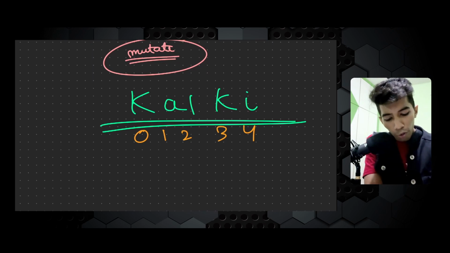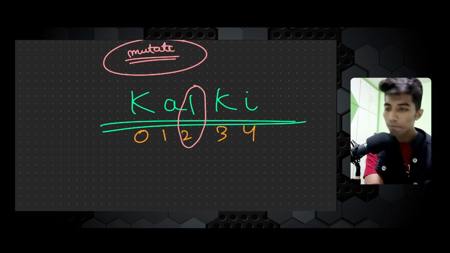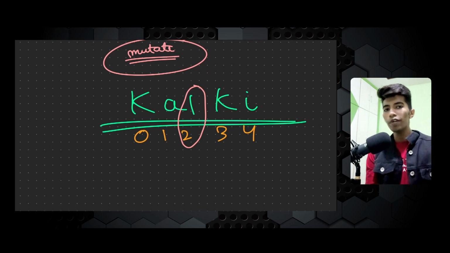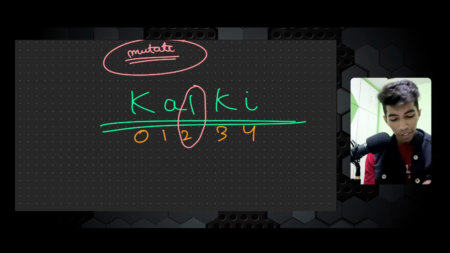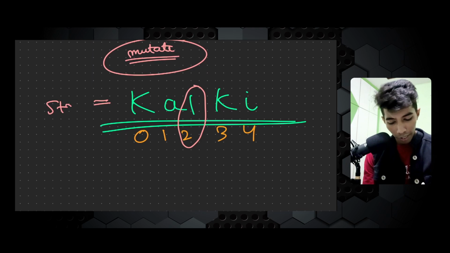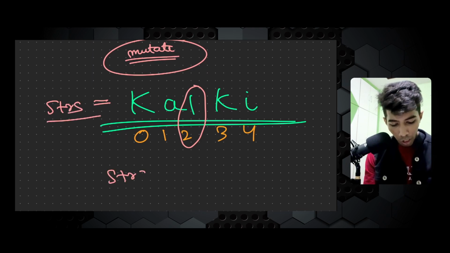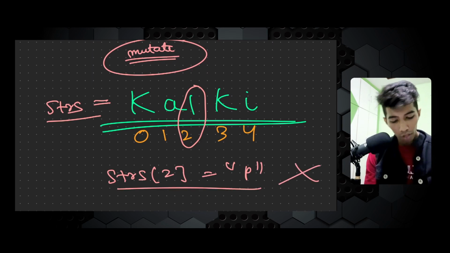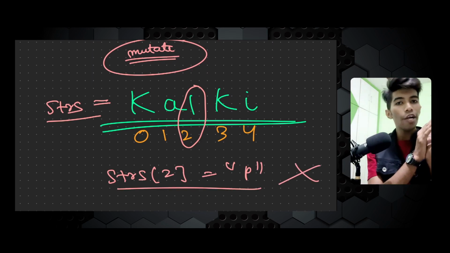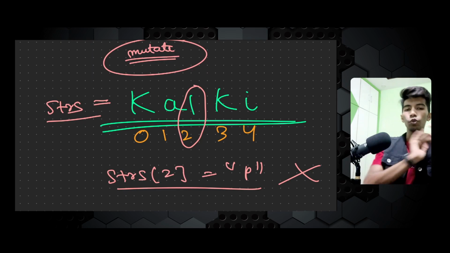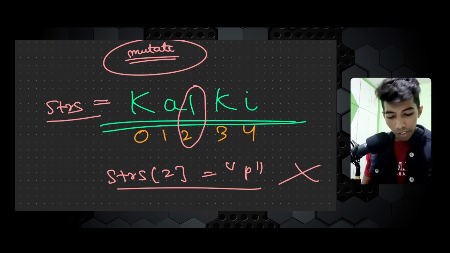If I want to change the value of this, how can I do it? There can be different approaches possible. Let me take an example. This name is in strs. I cannot just write like this and change this value to p. This will be wrong, because in Python you can't do it. You can't just mutate strings like this. So it is immutable.